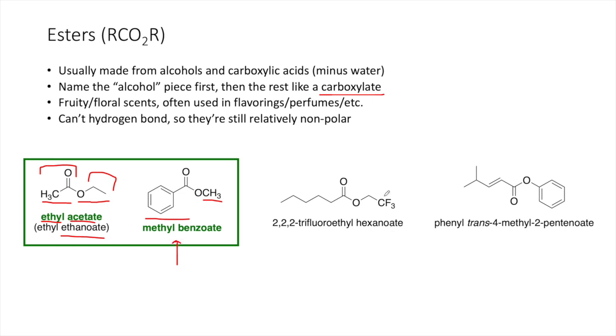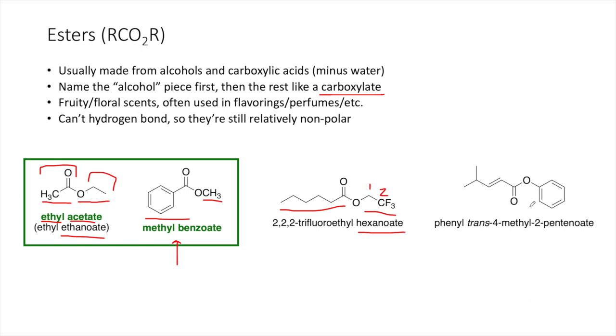A little more complicated. Here we're going to name the piece connected to the oxygen first. This is an ethyl group because there's 2 carbons. We're always going to name the carbon connected to the oxygen as number 1. So this is 2,2,2-trifluoroethyl. And then over here we've got a 6-carbon carboxylic acid derivative, hexanoate: 2,2,2-trifluoroethyl hexanoate.